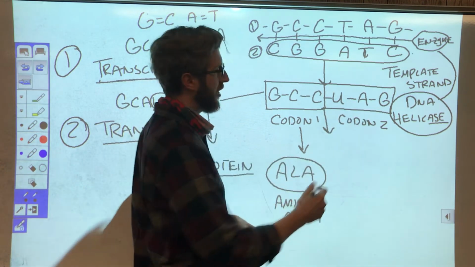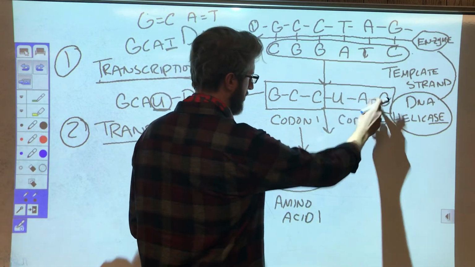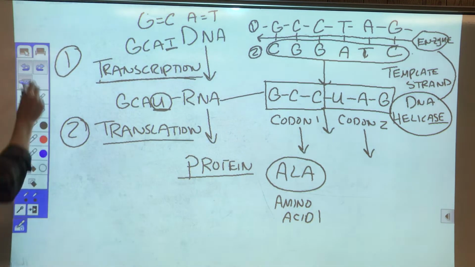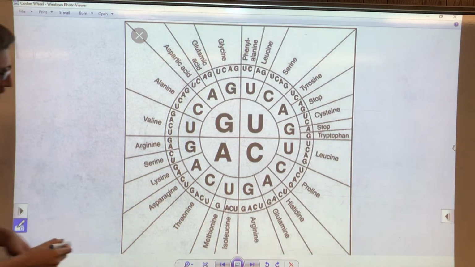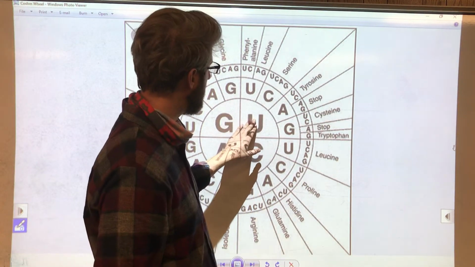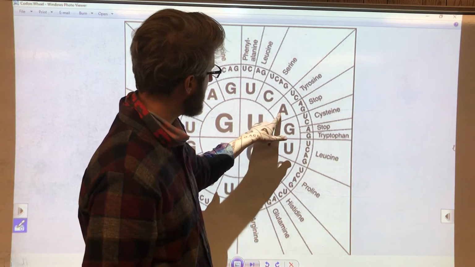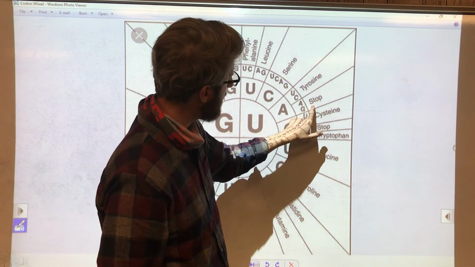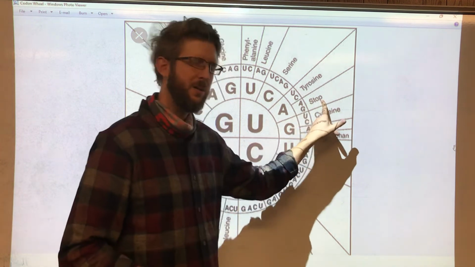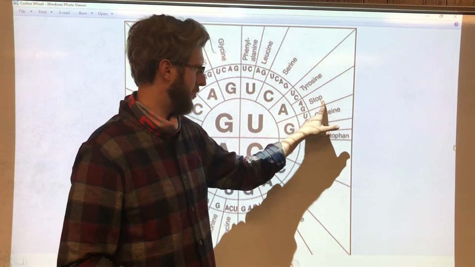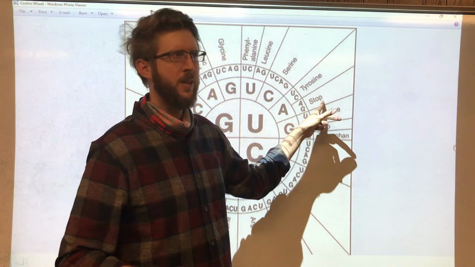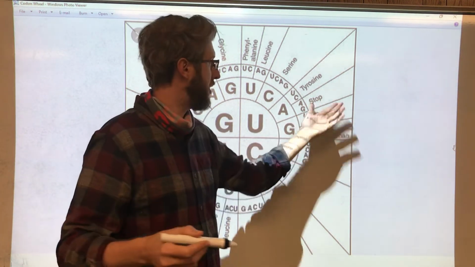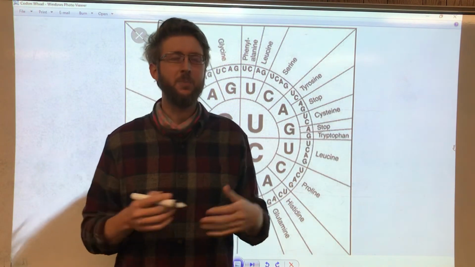Now we do the same thing with the second codon, UAG. So let's see what UAG makes. Let's start here in the middle, U, and then we go to the next one, A, and then the next one is G. And what does that make? Stop. That's a funny name for an amino acid. Why would they name an amino acid stop? Well, it's not an actual amino acid. That is a stopping point.